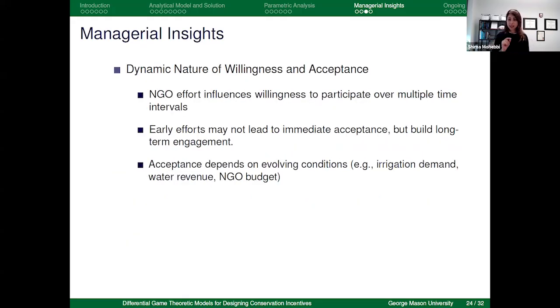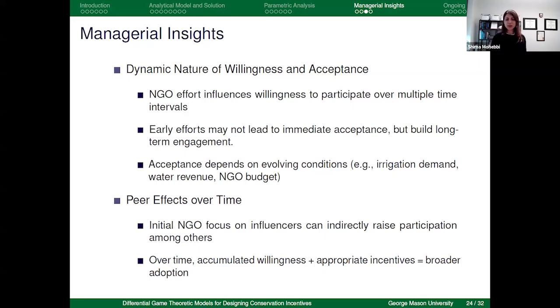And NGOs need to consider the dynamic nature of willingness and acceptance. NGO effort influences willingness to participate over multiple time intervals, and we demonstrated that early effort may not lead to immediate acceptance, but it definitely builds long-term engagement. Acceptance still depends on evolving conditions like irrigation demand, water revenue, and available budget for NGOs. And one example is that a higher offer may be rejected for one season, but a lower one can be accepted later.